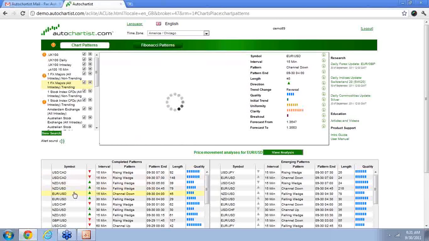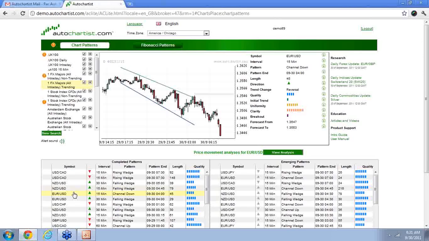Now here's a pattern in the euro US dollar. This came up earlier this morning. This is a channel down pattern. Let's take a look at what this completed pattern did. We could see that it had a very small target area on the breakout. That just touched the target, and after that the pattern failed, so it resumed its downtrend inside the channel.